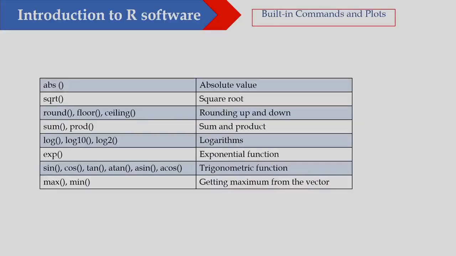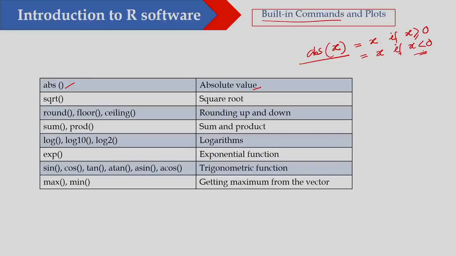Now, in R, there are some built-in commands. The command is abs. Suppose x is a variable and I would like to calculate the absolute value of x. So, I will write abs(x). What will it give? It will give x if x is positive, and if x is negative, it will give the negative of it, that is, the absolute value.